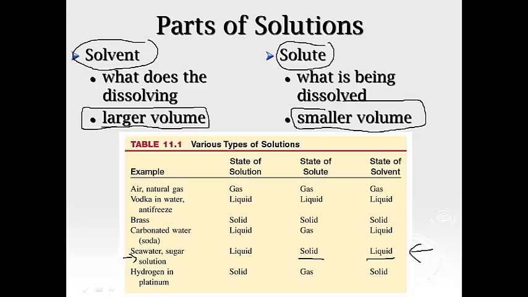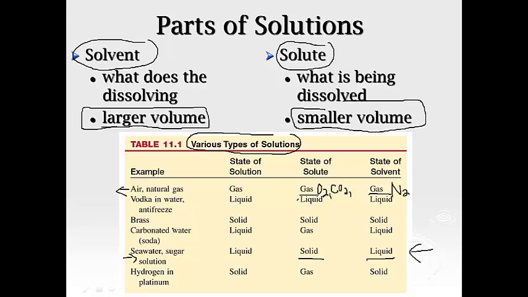But what you can see from this table is that there are different types of solutions. For example, natural air, plain old room air, is a solution, but both the solute and the solutes, because there's really more than one, and the solvent is going to be gas. Typically in room air, nitrogen is what we refer to as the solvent because it just has the larger volume. It's the gas that's the most abundant. And then the solutes could be things like oxygen, carbon dioxide, water vapor, anything that's less concentrated than nitrogen.